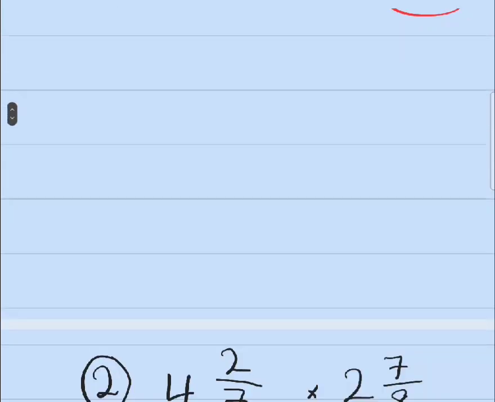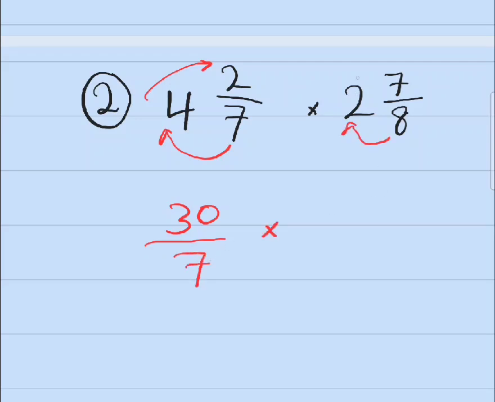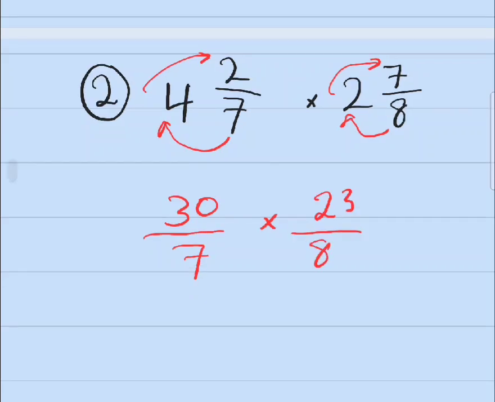Let's take a look at number 2. First thing we need to do, change to improper fractions. So I come around, 4 times 7 is 28, plus that 2 is going to be 30. Keep the denominator of 7 the same, times, come around here, 8 times 2 is 16, plus that 7 is 23/8.